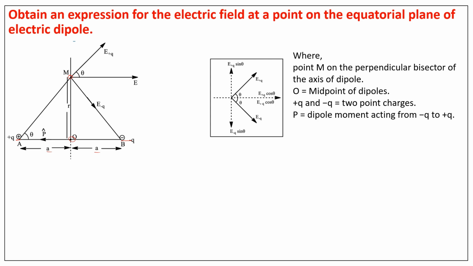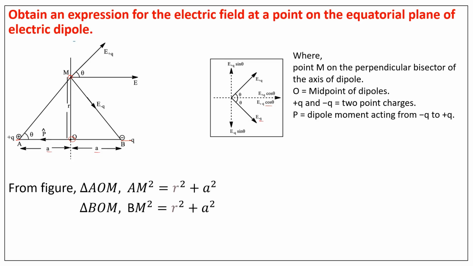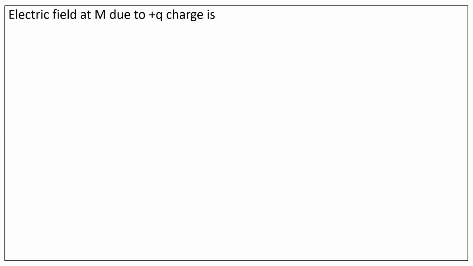E plus Q cos theta is the component of E plus Q along ME. And E minus Q cos theta is the component of E minus Q along ME. And in triangle AOM, AM square is equal to r square plus a square. Similarly, in triangle BOM, BM square is equal to r square plus a square. Therefore, AM square is equal to BM square is equal to r square plus a square.